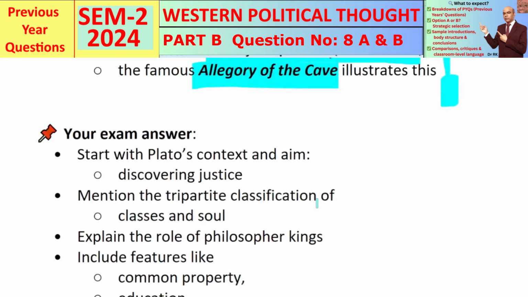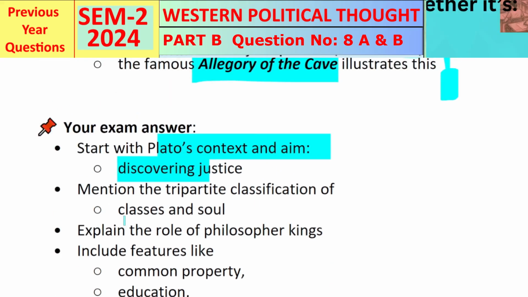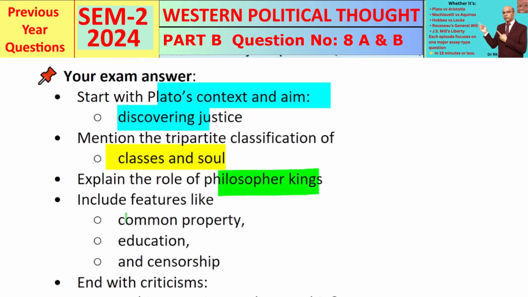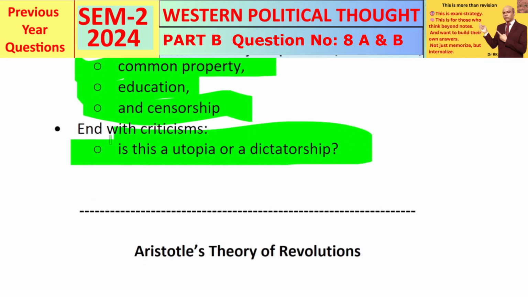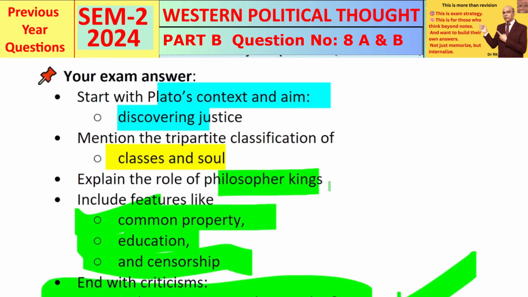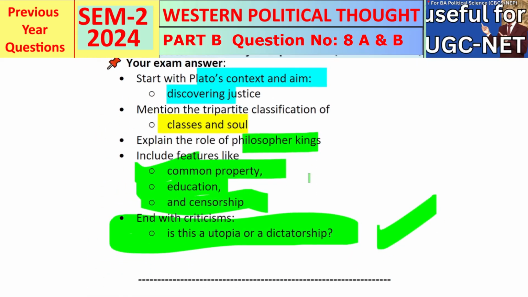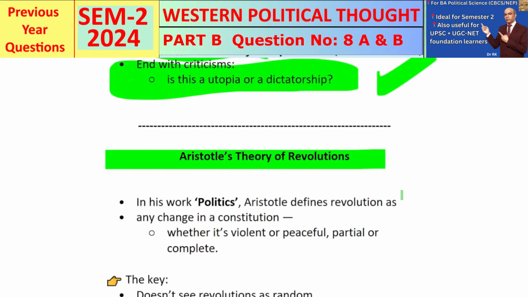So in your exam answer, make sure to start with Plato's context and aim, that is, discovering justice, and then mention the tripartite classification of classes, and then go on to explain the role of Plato's philosopher kings, then include features like common property, education, and censorship. Then end with criticisms. Is this a utopia or a dictatorship? Raise this question. You will impress your examiner if you connect Plato's ideas to modern debates like meritocracy, class roles, or elite governance. Now, if you went with option B, it's time to dive into Aristotle's theory of revolutions.